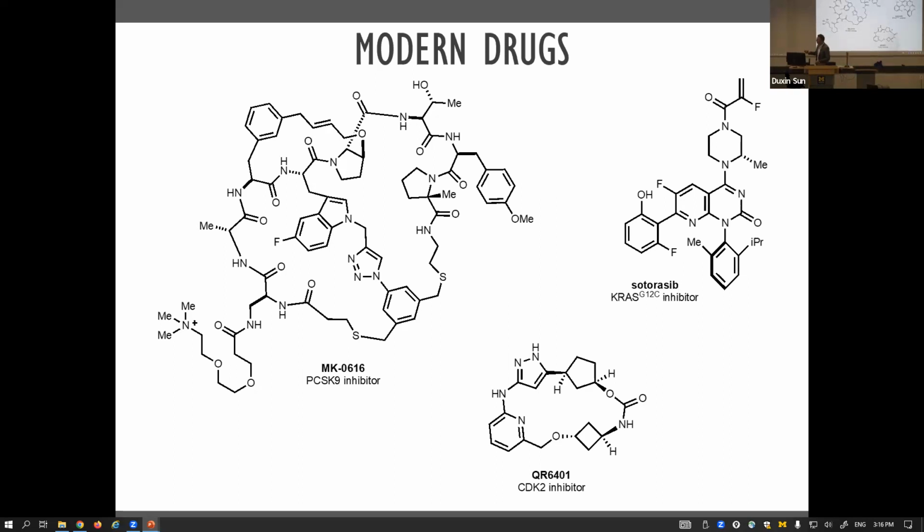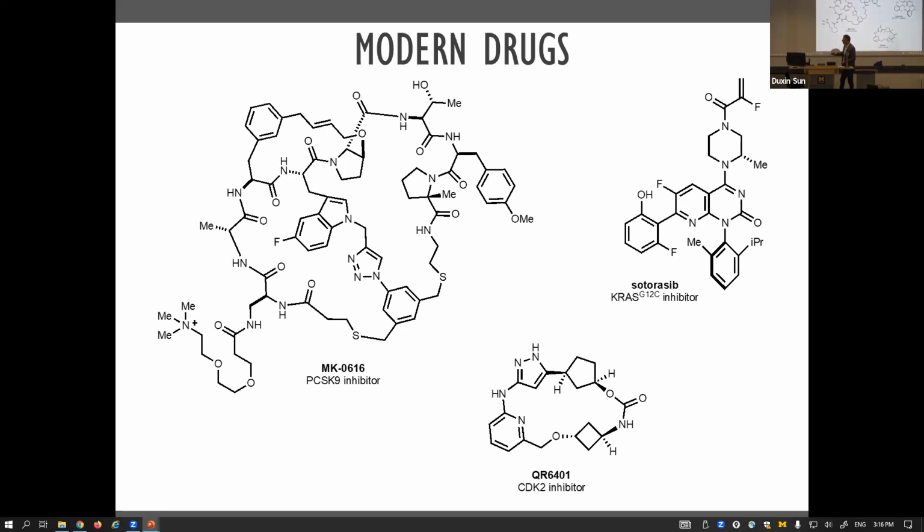MK0616 is, I mean, look at this beast of a molecule. So synthetic chemists at Merck embarked on the synthesis of this. Someone said, I think that's a good molecule. It should bind tightly to PCSK9. Let's go and make it. And you can imagine that it took some people a good amount of time to figure out how they were going to piece that particular molecule together.